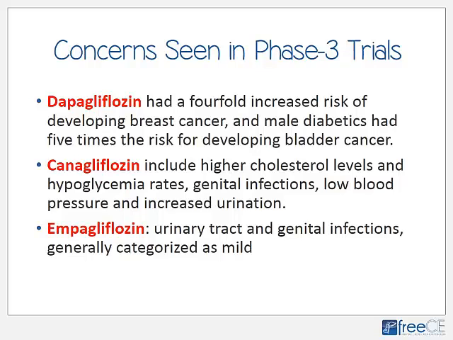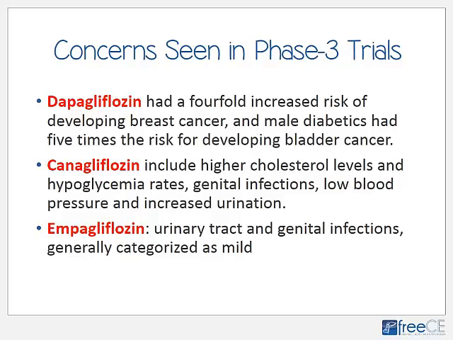Canagliflozin had higher cholesterol levels and hypoglycemia rates, genital infections, and blood pressure and increased urination. So you saw a couple things that were a little bit disturbing and not really a surprise. When we see all that sugar in the urine, we would probably expect to have a little bit of an increase in genital infections and yeast infections.